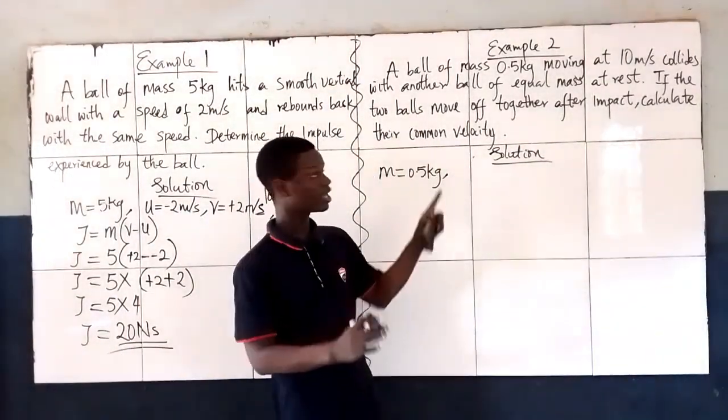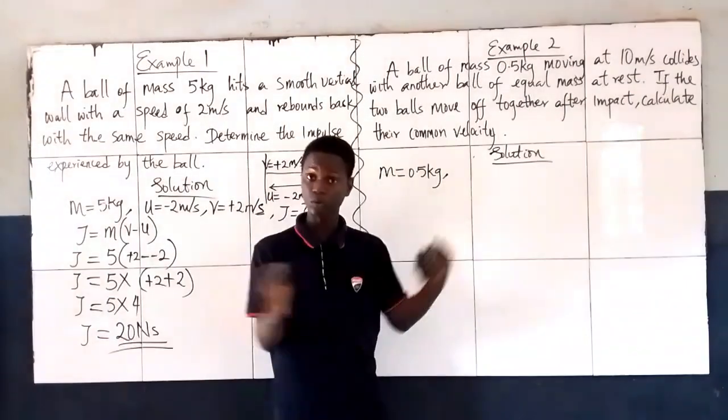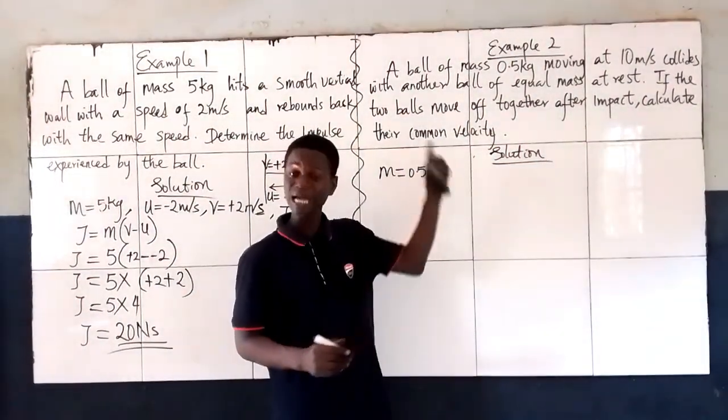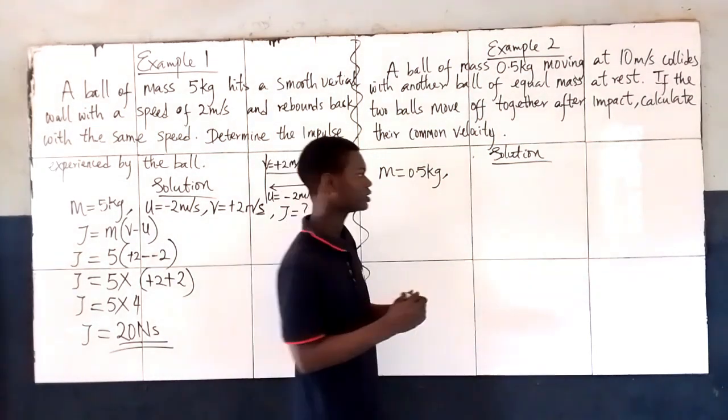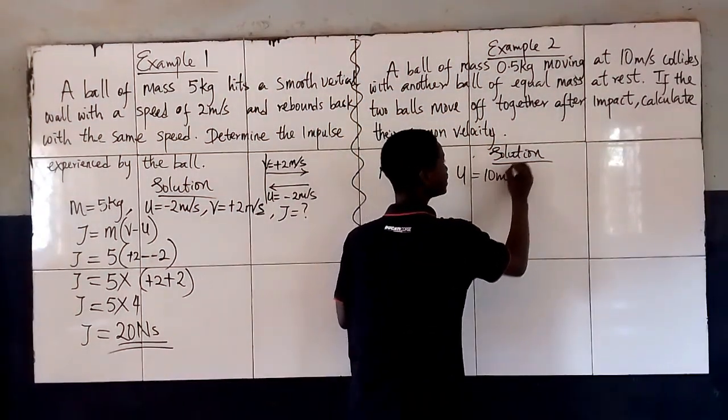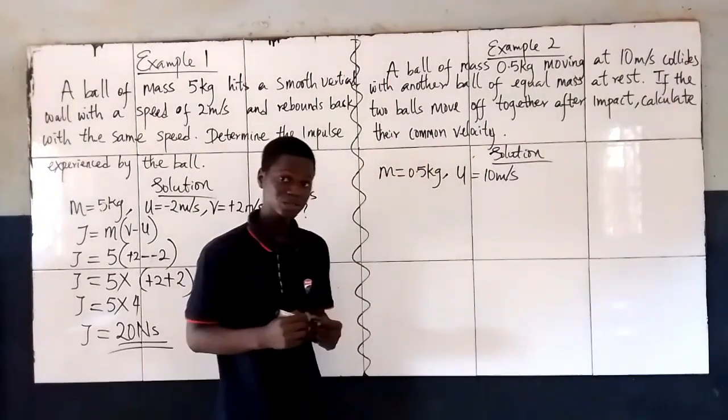Remember, this is going to be a collision case. It's a case where two balls collide. So that 10 meters per second is the initial speed or initial velocity. So you say U equals what? 10 meters per second. Are you seeing that?